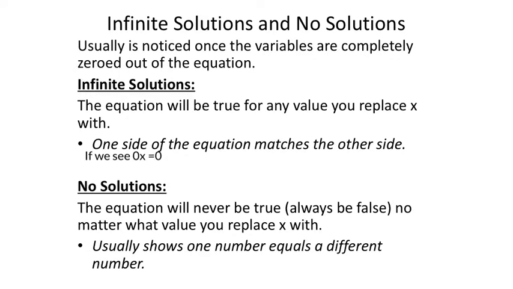If there were no solutions, this means that you couldn't replace x with anything and get a true statement. It will always be false. Okay, so this usually shows one number equals a different number. Or what you may see usually is something like 0x equals anything but 0, right? And again, the reason why this is going to be no solutions is because what can you multiply by 0 and get not 0? You can't do it with any number, okay? So mathematically, we say that's impossible. So we just say, in that case, that there are no solutions.